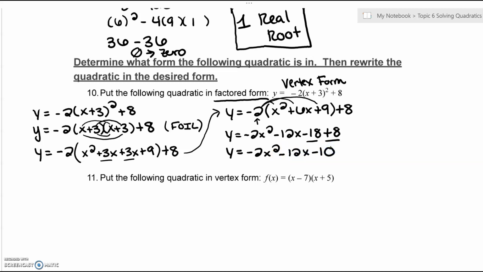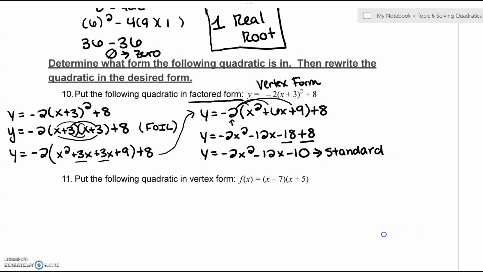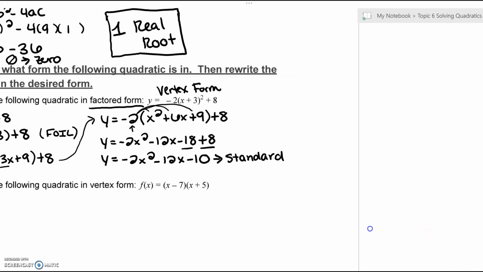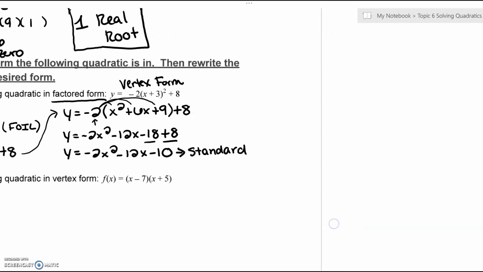Now, I'm not finished yet because this isn't in factored form. Remember, factored form has two sets of parentheses, but at this point right here, this is standard form, ax squared plus bx plus c. Now we can move through and start trying to get this in factored form. I'm going to slide over a little bit. To get this in factored form, I actually have to factor this quadratic.